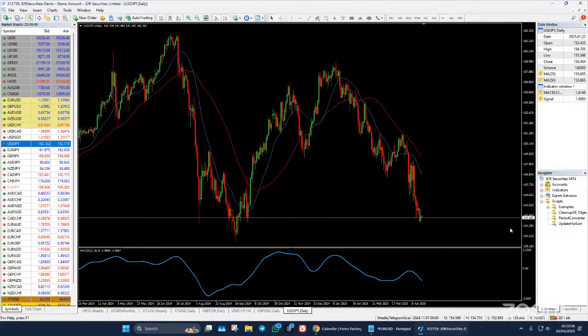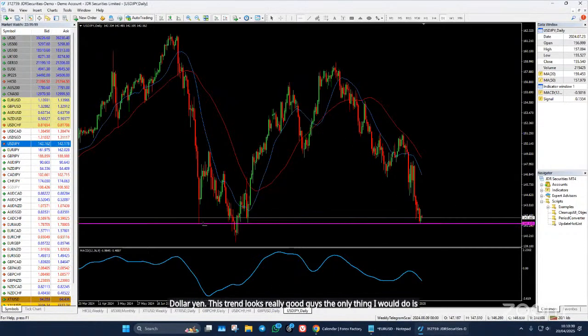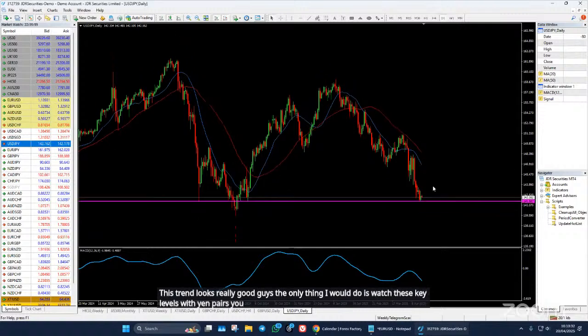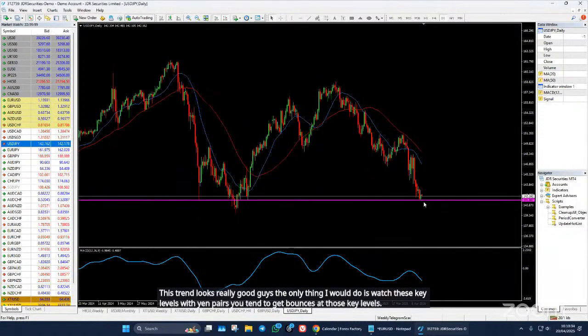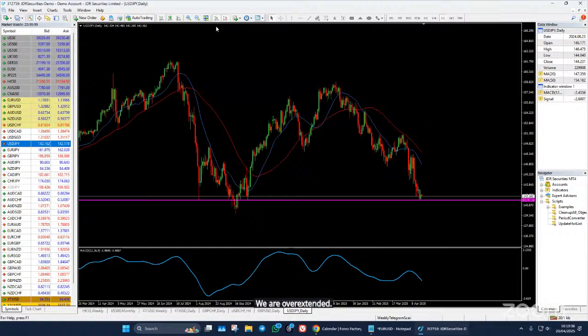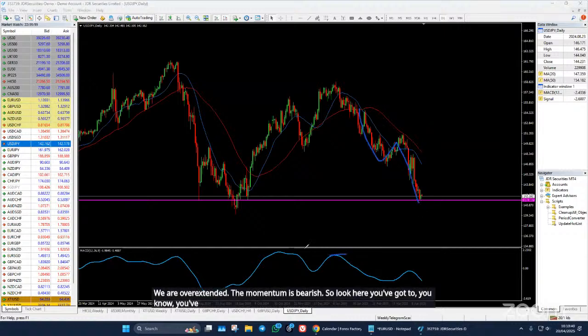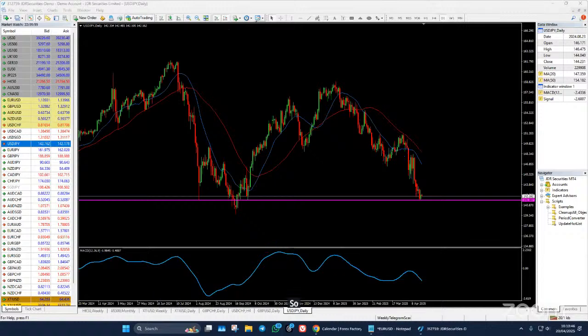Dollar yen. This trend looks really good, guys. The only thing I would do is watch these key levels. With yen pairs, you tend to get bounces at those key levels. We are overextended. Okay, the momentum is bearish. So look here, you've got a nice downtrend. Here we're producing lower lows, lower highs. This is nice and bearish. So it looks good.